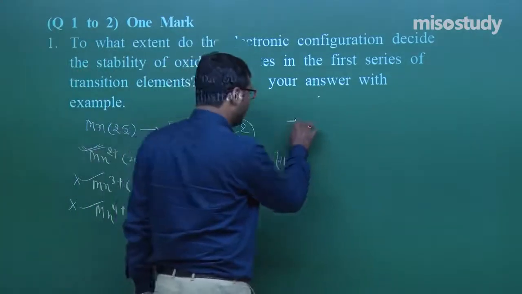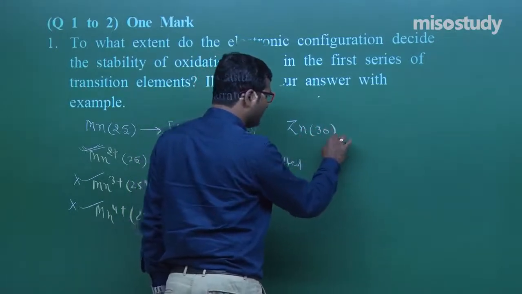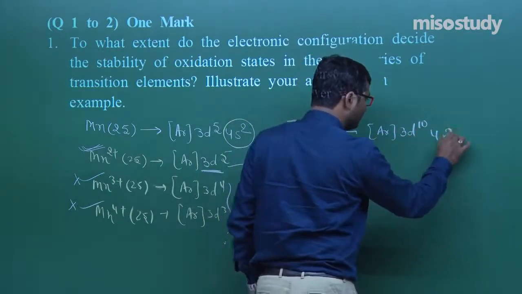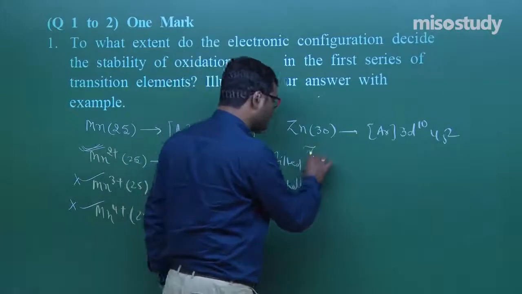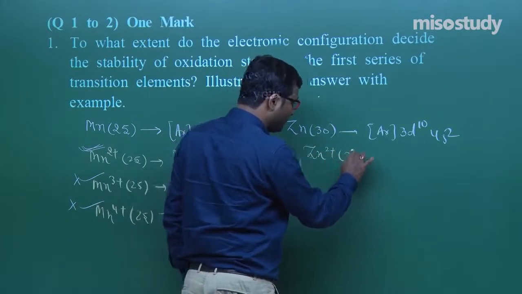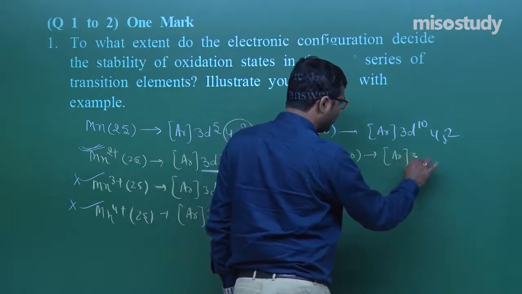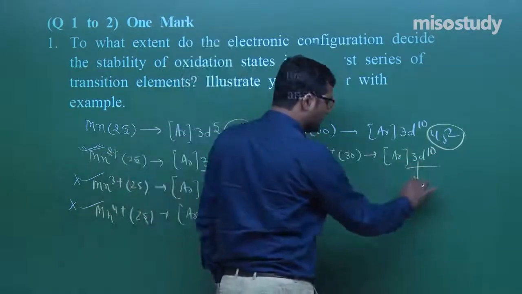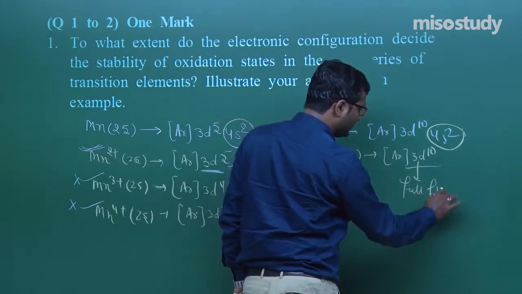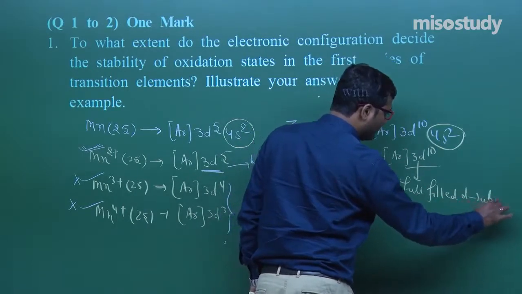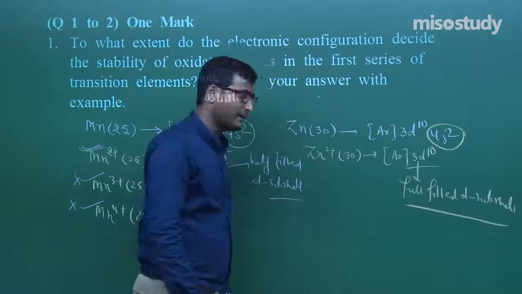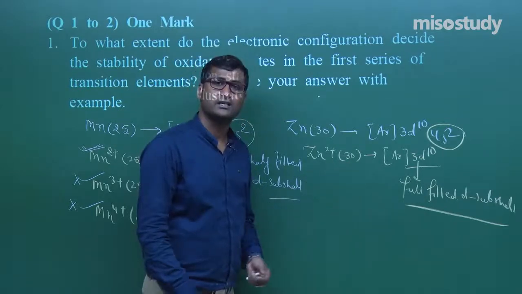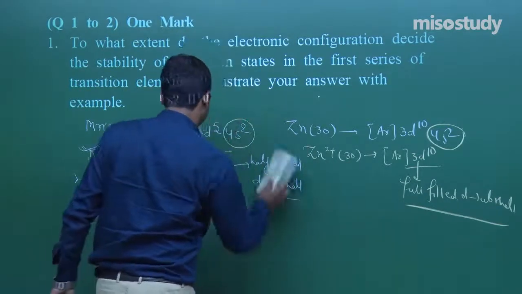Now, if I write here Zn, atomic number is 30. It can be written like this, argon 3d10 4s2. Now, if Zn is in the +2 oxidation state, then what do we observe here? That is argon 3d10, my friend. It loses the 4s electrons. Now, it has a full filled d subshell. If it has a full filled d subshell, then what do we estimate? The +2 oxidation state is stable. So, this is the complete description of this question.